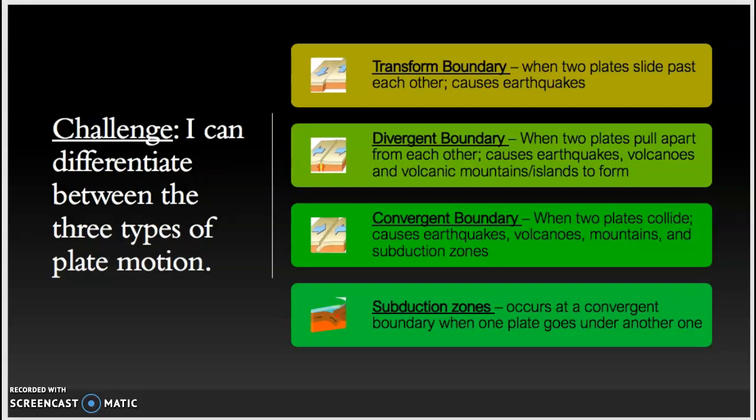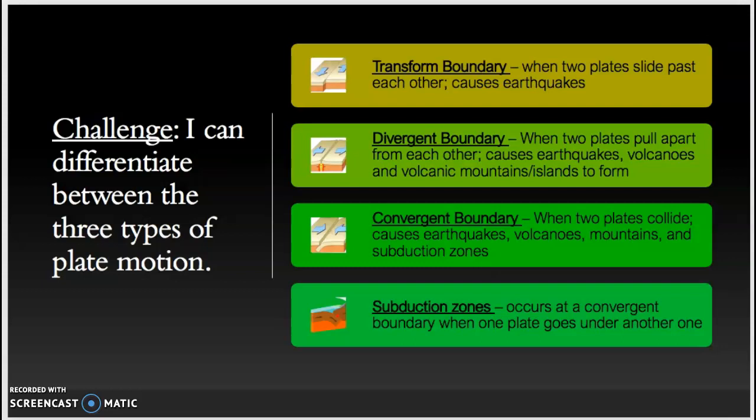So some of this is a review, but I just wanted to go over it since you read about it. So first definition is a transform boundary, and that's when 2 plates slide past each other, causing earthquakes. A divergent boundary is when 2 plates pull apart from each other, causing earthquakes, volcanoes, and volcanic mountains or islands to form. A convergent boundary is when 2 plates collide, and that can cause earthquakes, volcanoes, mountains, and subduction zones, which are new, and we're going to talk about those today.